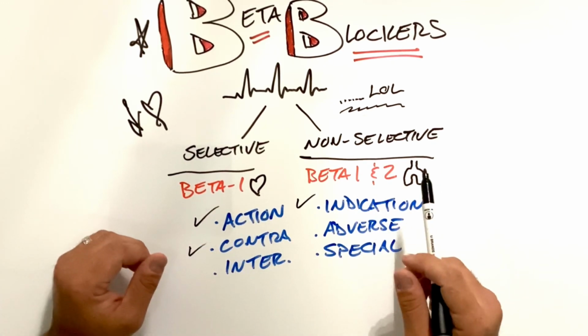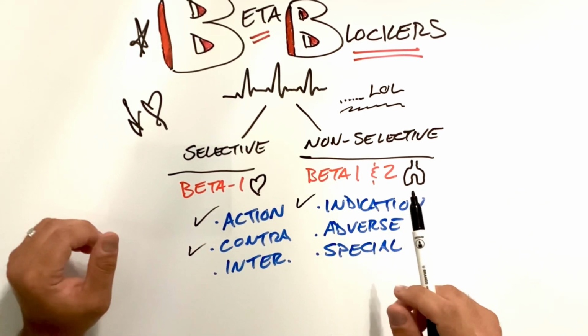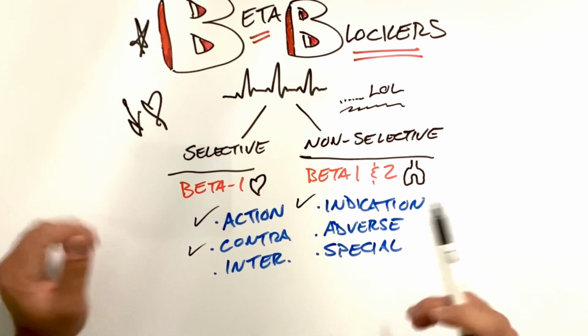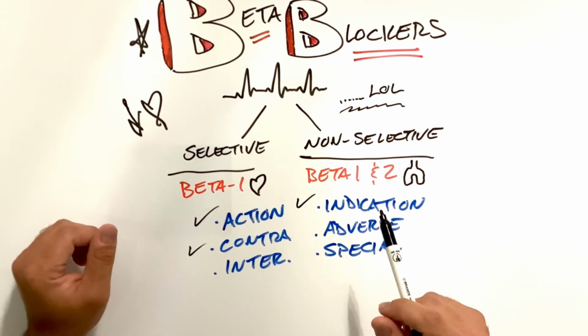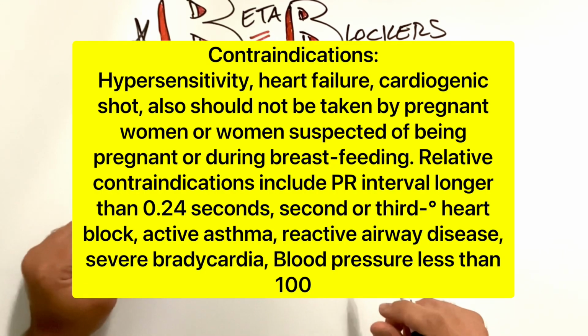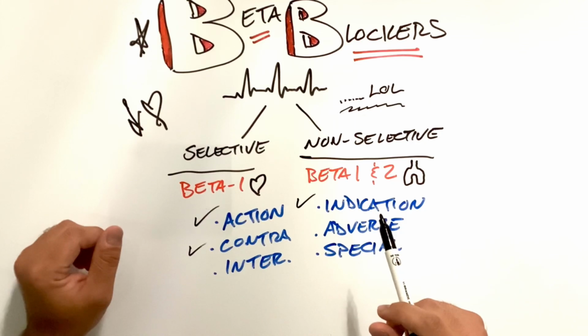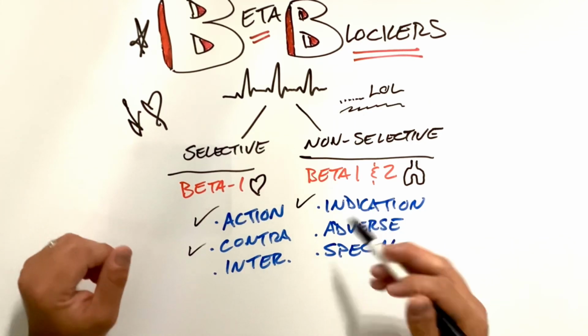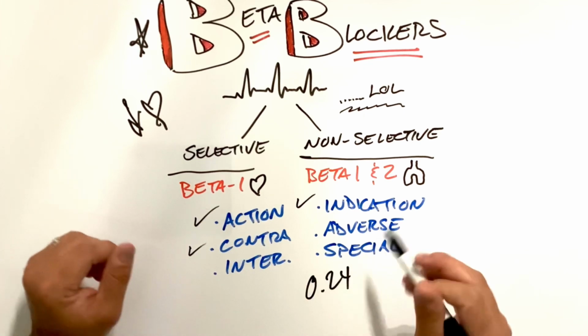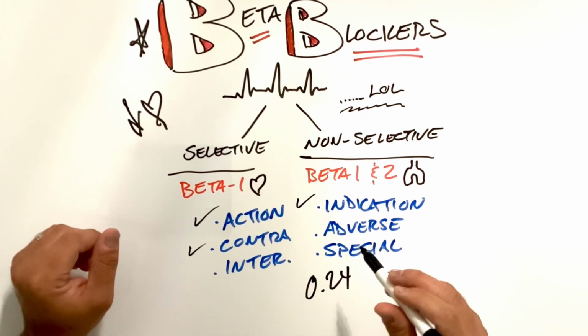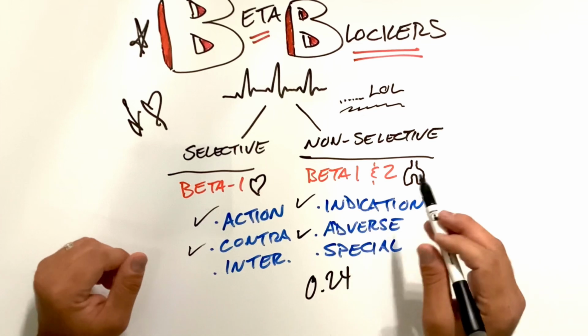Anytime we have an indication, we might have a contraindication. What are our contraindications? Obviously, any hypersensitivity, heart failure, cardiogenic shock. It should not be taken by pregnant women or women suspected of being pregnant, or during breastfeeding. Relative contraindications include a PR interval longer than 0.24, and so forth.